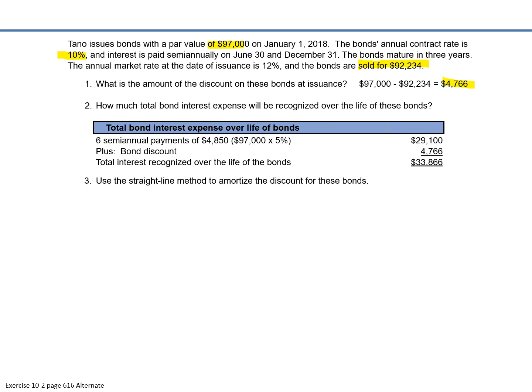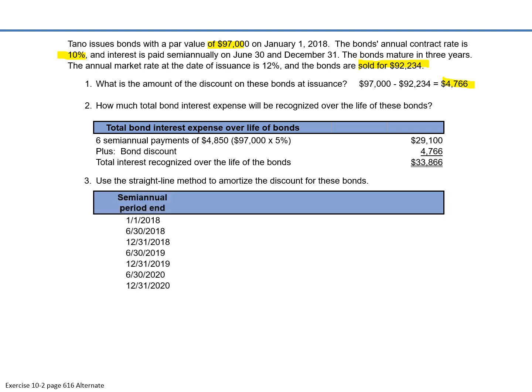And then in number 3, using the straight line method to amortize the discount, here's what we do. So we have all of our semi-annual periods there. We have our carrying value starting at 92,234. We need to end at 97. We have our unamortized discount starting at the 4,766, which we computed up here. We need to get to 0. So 4,766 divided by 6 periods means we're going to amortize $794 per period.